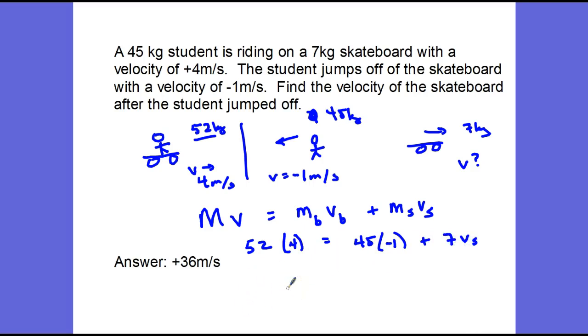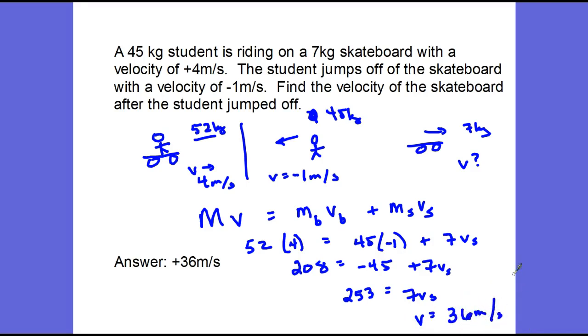So 52 times 4 is 208, equals -45 plus 7 VS. So 208, that's going to be plus 45, because that's going to be positive when you move it to the other side. So that's 253 equals 7 VS. So divide by 7, and I get the skateboard moving at 36 meters per second. That's actually really fast.